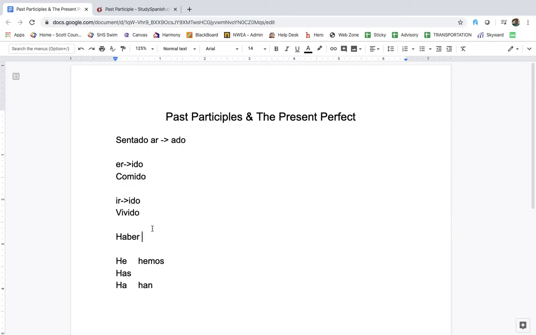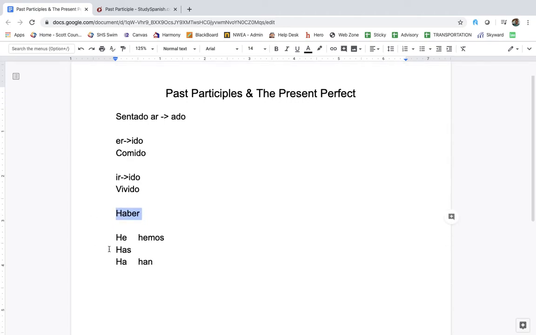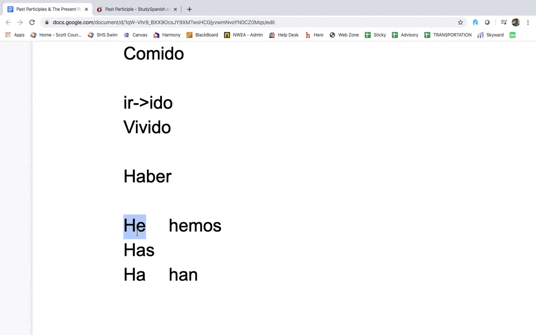Haber. I don't even know how to define that infinitive on its own in Spanish, but it would be I have, like I have done something. Again, we're not using tener. Do not use tener ever for this. Tener is to have something like in your hand. Haber is to have done something in the past.